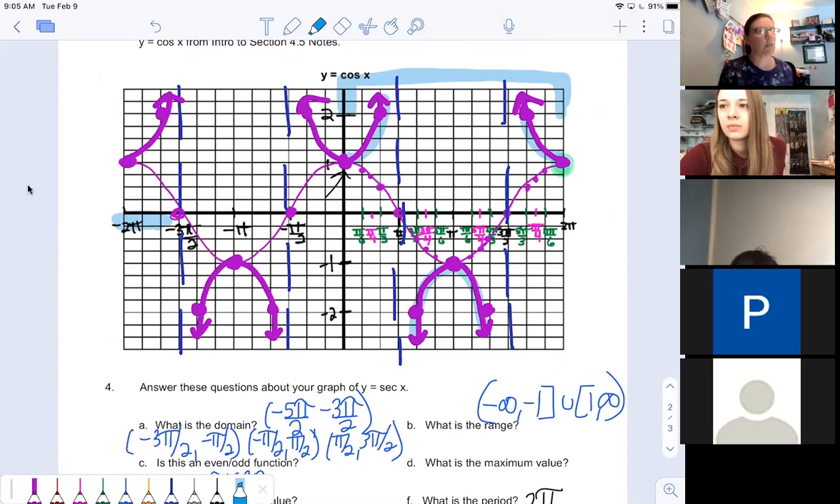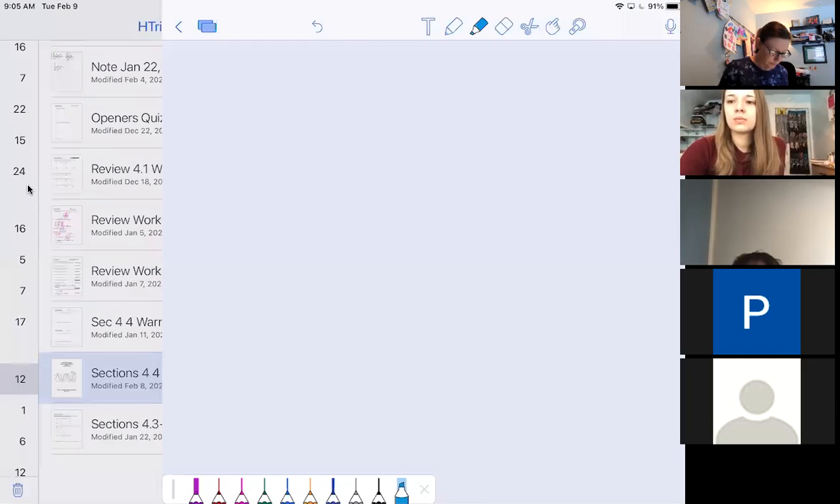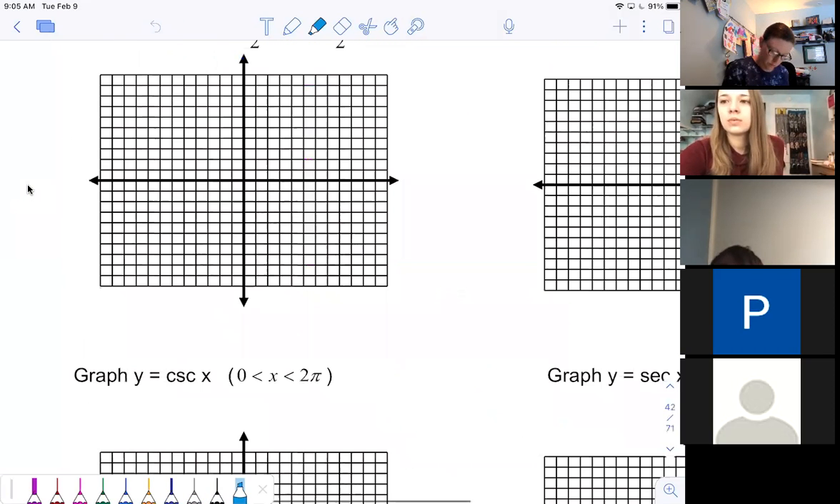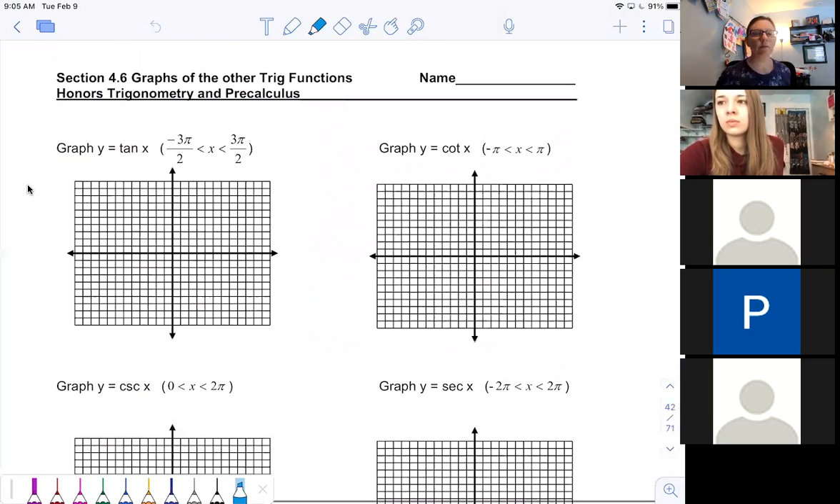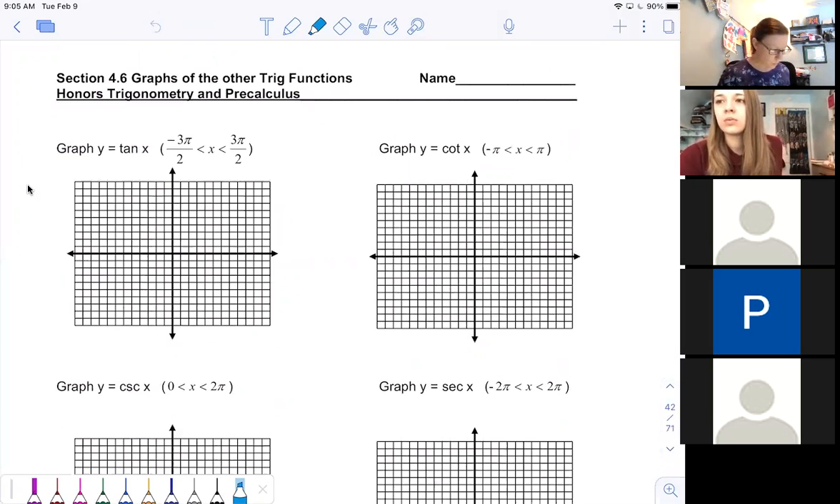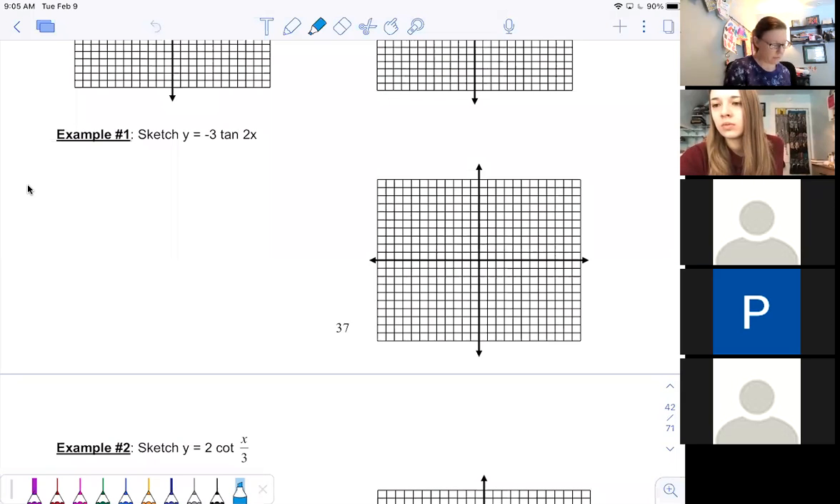All right, so we're going to go into the notes and look at tangent and cotangent today to see how we can shift them and stretch them or shrink them, depending on what we're looking at. So in your packet, this is page 37. And we are going to graph tangent and cotangent up above. We're going to skip secant and cosecant. And then we have an example of tangent and cotangent to graph with some shifts in the graph.